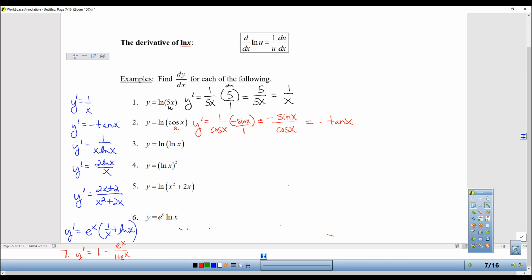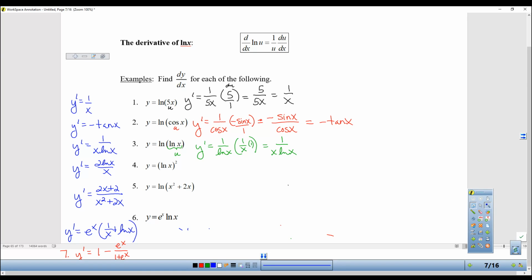Number 3 looks tricky. Just keep your pattern. This is u. So the derivative of a natural log is 1 over u times the derivative of u. So what's the derivative of ln of x? It's 1 over x times the derivative of x, but fortunately that's just 1. So we get 1 over x ln of x. Are you liking these? I hope so.